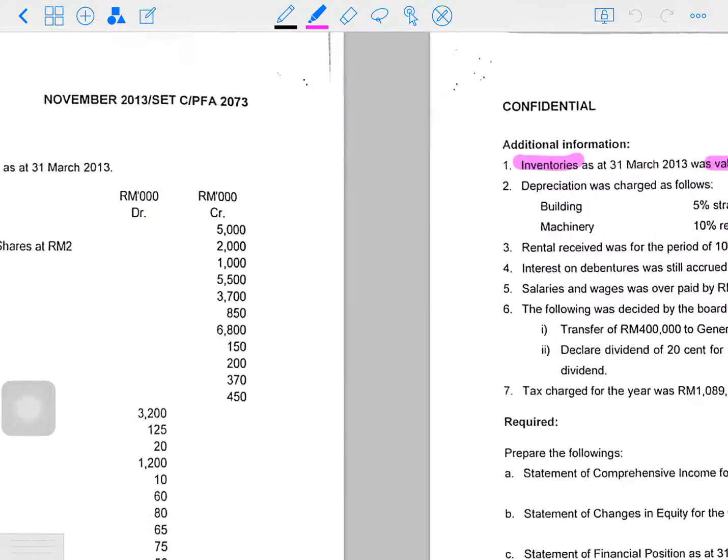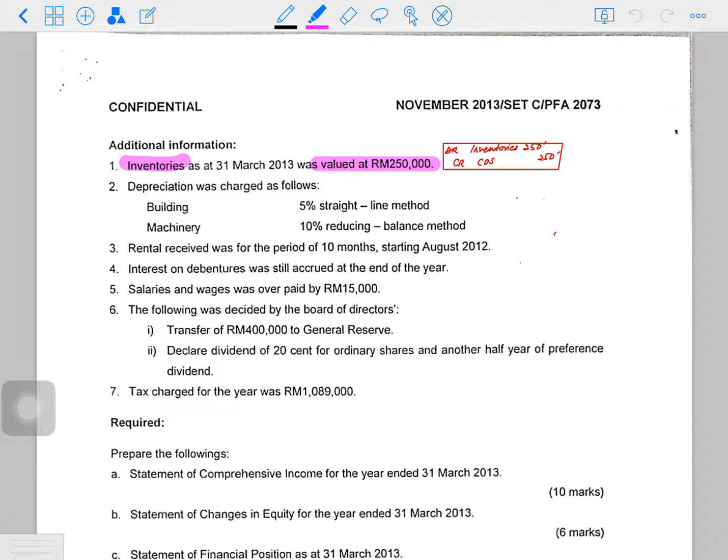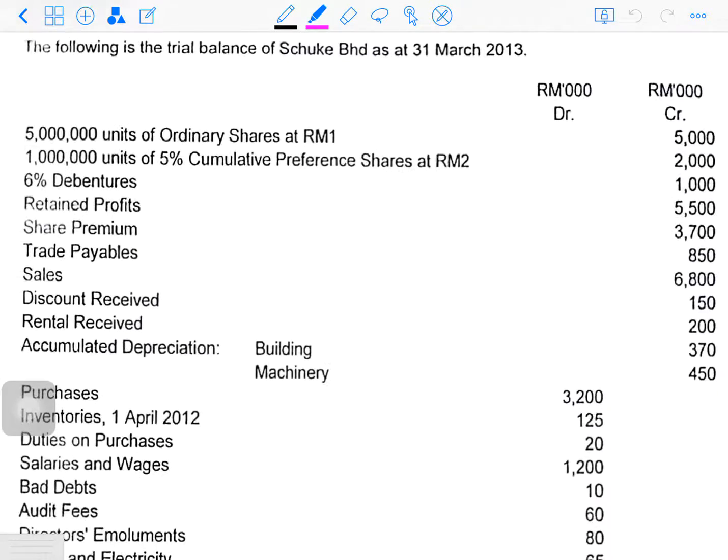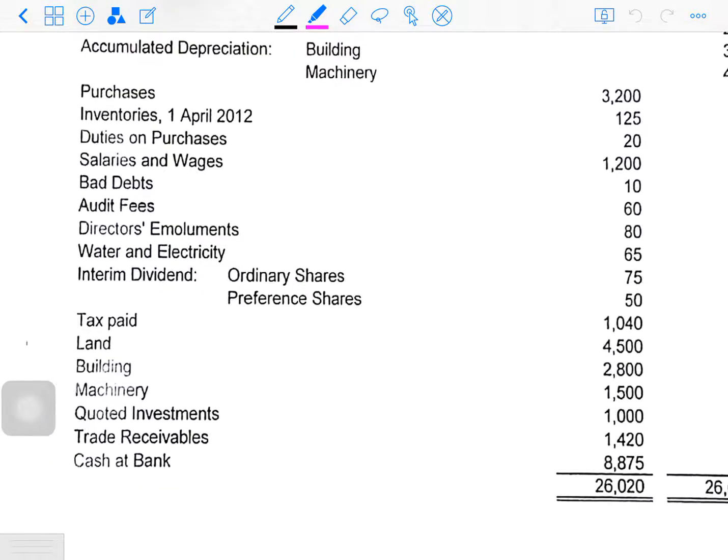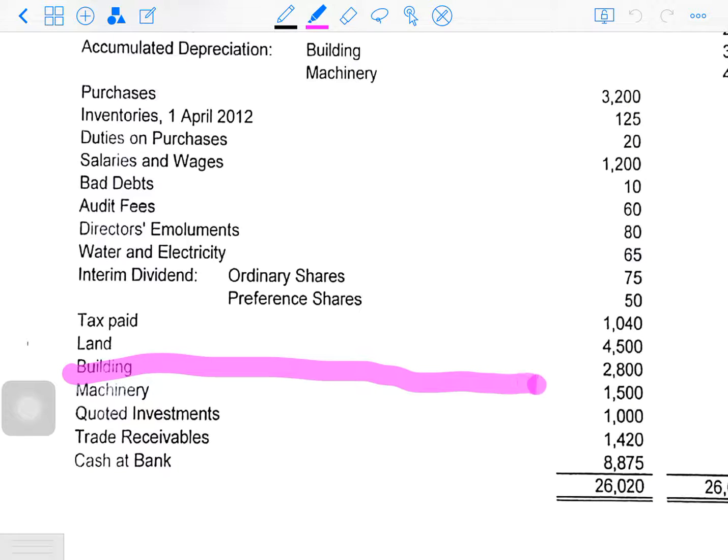So we finish with additional information number 1. Next we have depreciation. Building should be 5% straight line method. Straight line method means you have to look at the cost, right? The cost of building. So you have to look at building in your trial balance. You have a building here: $2,800,000.